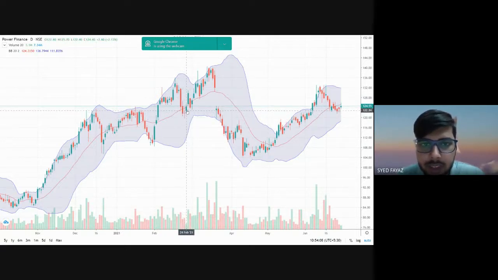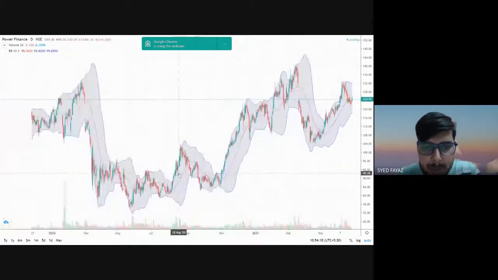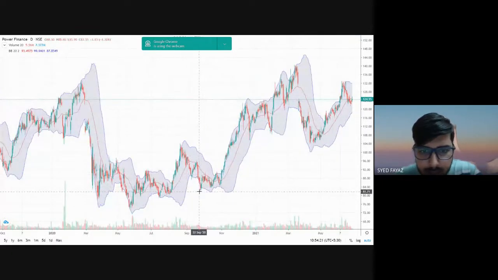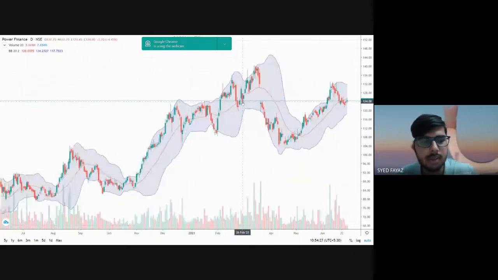Then after that, you can see a good uptrend. So most probably, we can see that the trader can enter whenever the stock price comes below the band and can exit as soon as it exits the upper band width. So this is about how to use the Bollinger Bands.